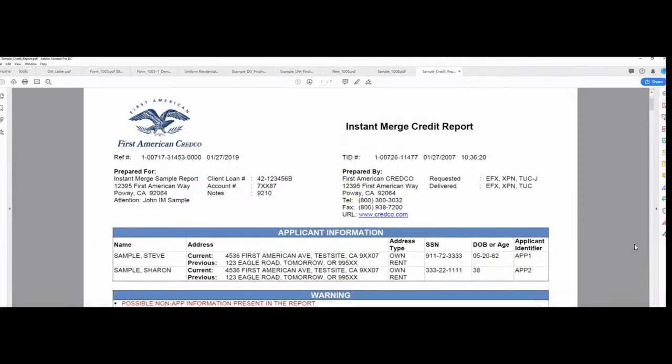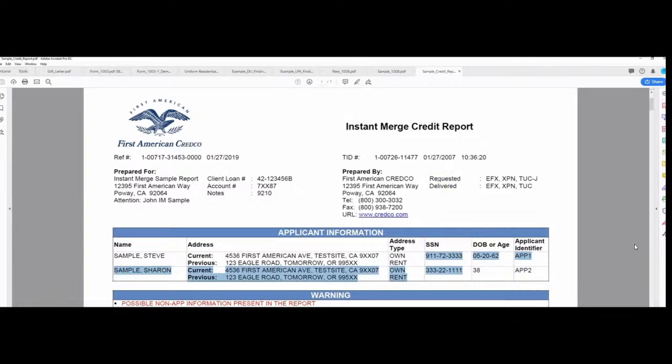It'll tell you the borrower's names. This is a sample, so it says Sample Steve, Sample Sharon. It tells you the current address, the previous address, and if they own or rent, that's good to know. Not everyone will have accurate information sometimes on this. It does have the social security number, so hey, look at the social security number. It's kind of weird: 333-22-1111.